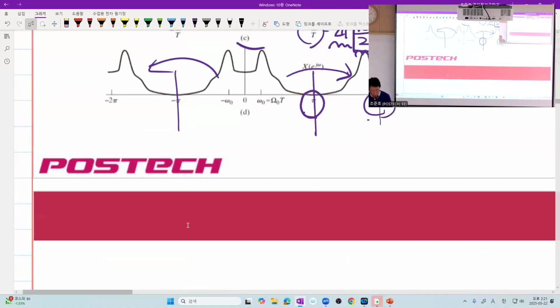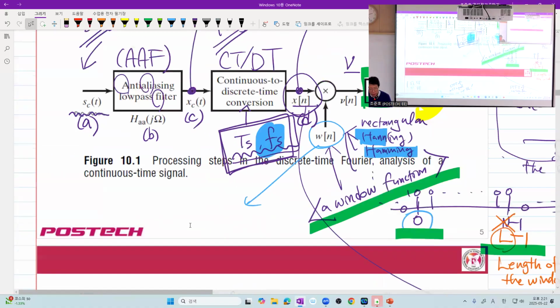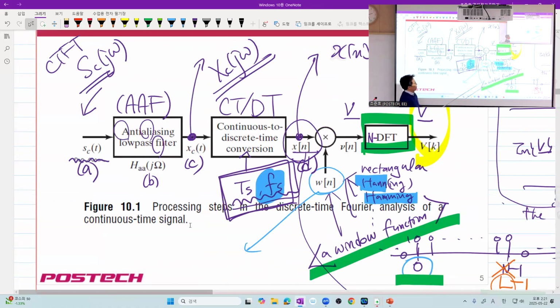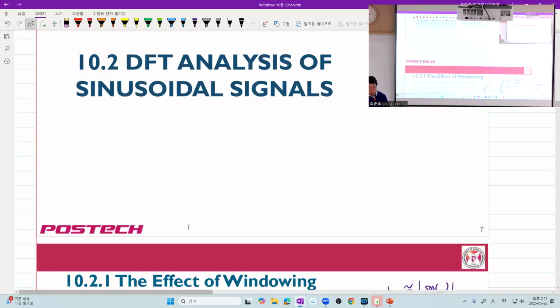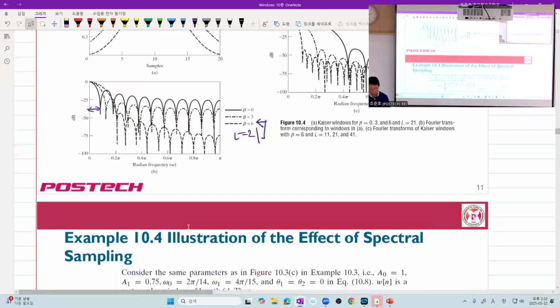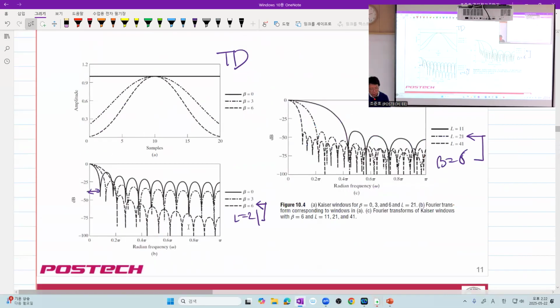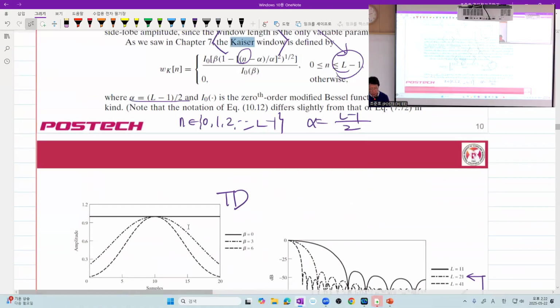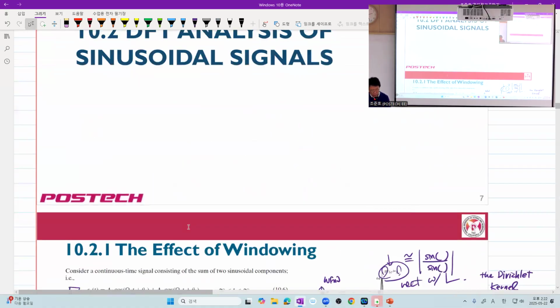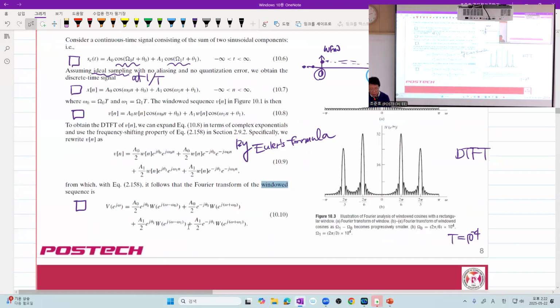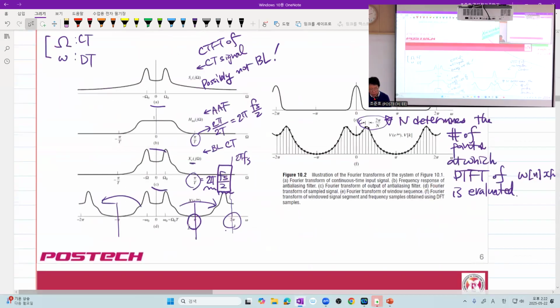Now, what about other window functions? So I said that the rectangular window could be chosen. Hann, or some people say Hanning window, can be chosen. Hamming window, Kaiser, Blackman, and many other important window functions. Our textbook shows 2 of them, with different parameters. It seems that the slide does not have it. Okay, so let me show you the Kaiser window.